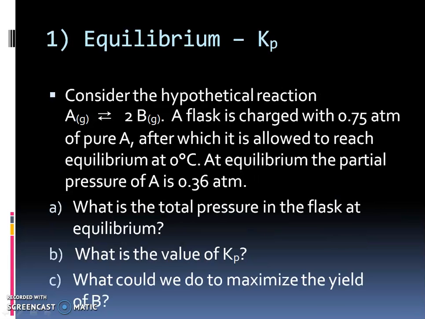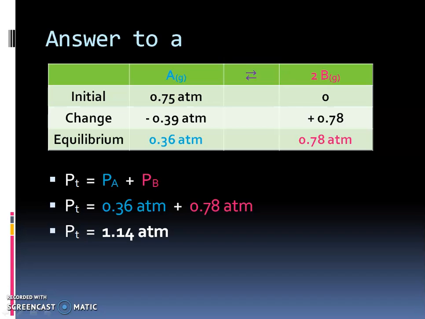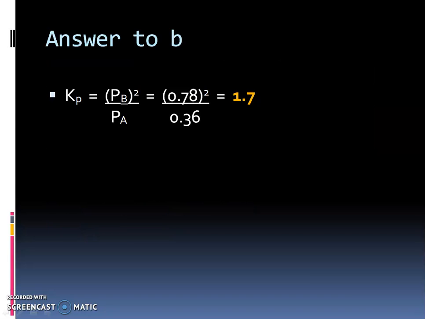So the first one is on equilibrium. We're going on to answer letter A using the ICE box. Letter B is Kp, not just K.